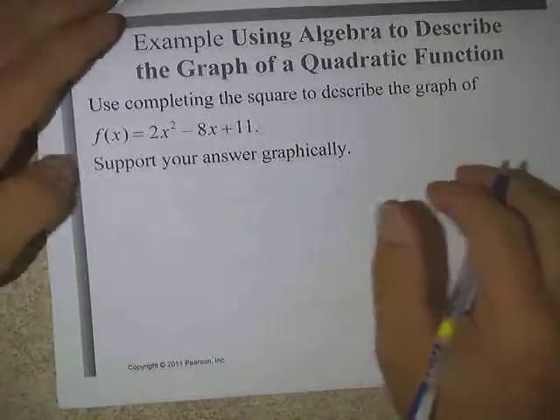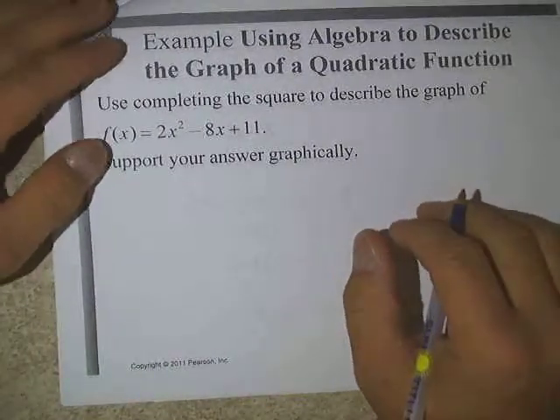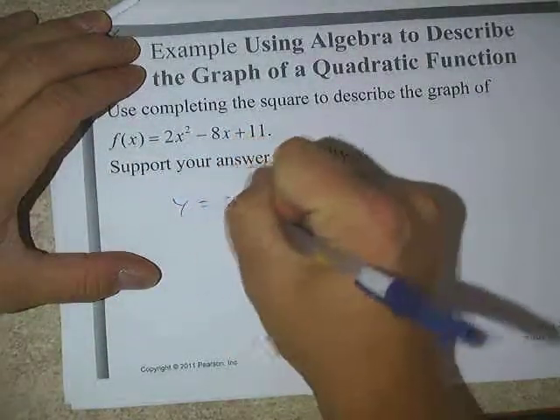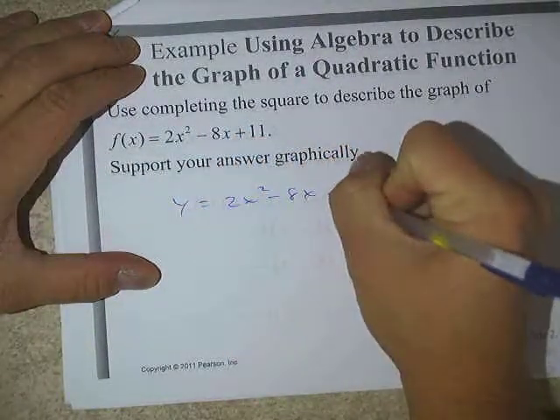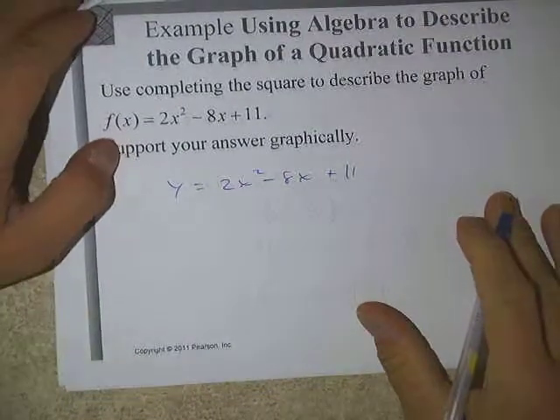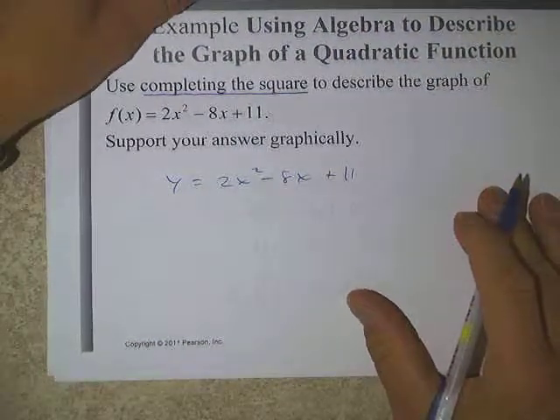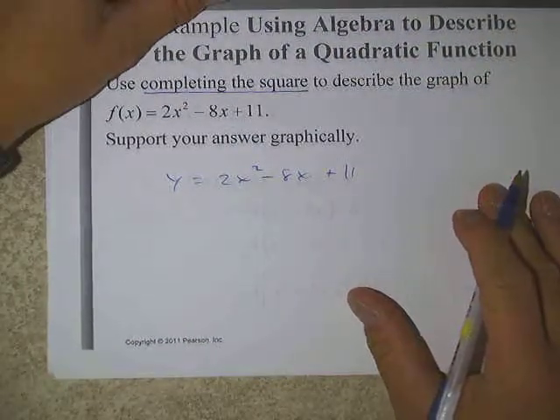Okay, there's another technique that we can use to put this in the vertex form instead of the standard form. If I have y equals 2x squared minus 8x plus 11, and I want to put that in vertex form, we can use the algebraic process that we call completing the square to do that as well. Okay, so I'm going to show you what that looks like next.